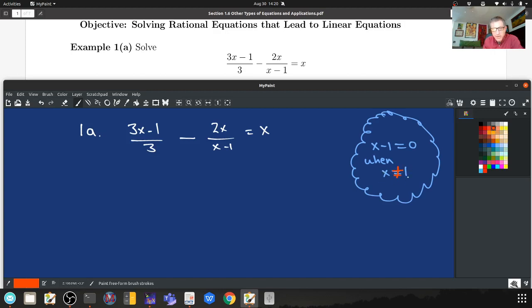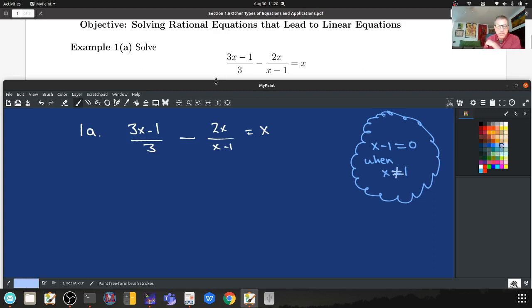So at the very, very end, you have to look up here. If we were to have a possible solution with x equal to 1, then we would have to say there is no solution because we cannot have x equal to 1. I'll just use the same color. x cannot be equal to 1.